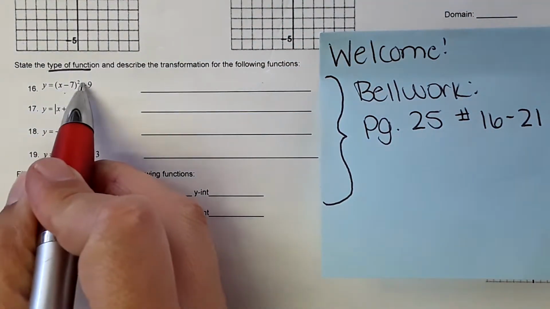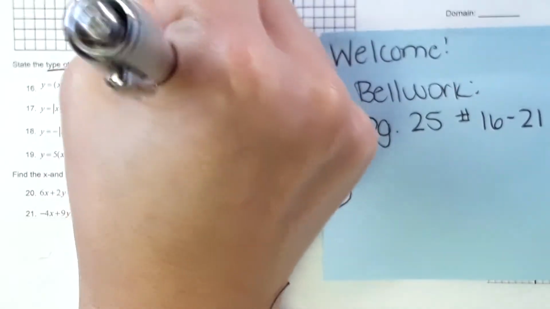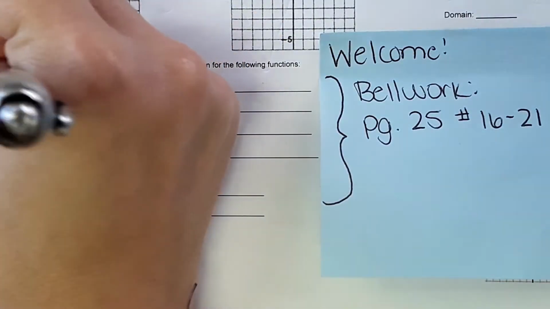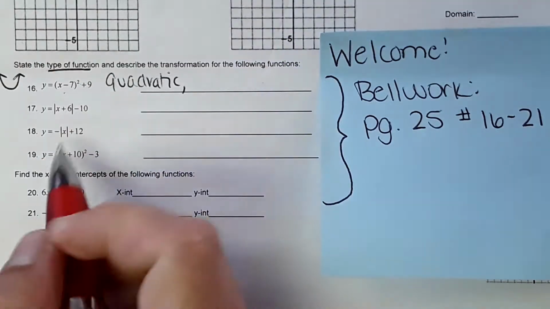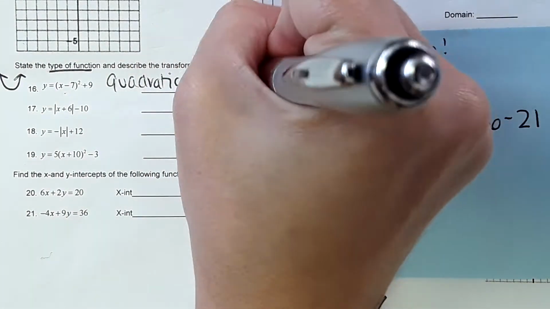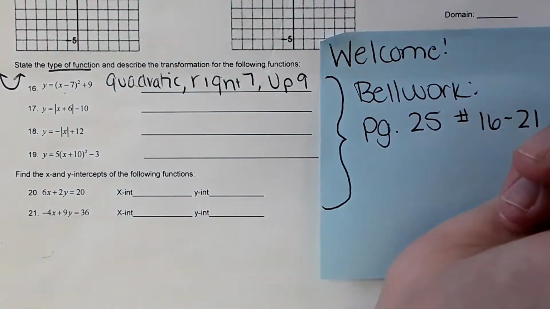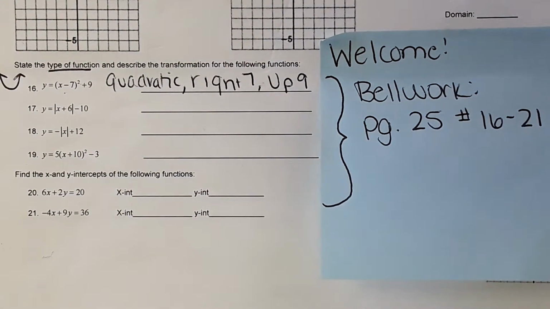So here, because of that square right there, we have a quadratic. So that means the graph is going to look like this. And then minus 7 would mean to the right 7. And then plus 9 would be up 9. Did y'all get that? I didn't read the instructions all the way through, and I just wrote quadratic and absolute value. Whoops.